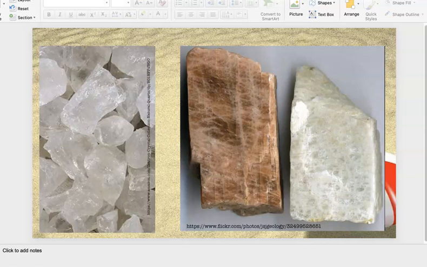And that, my friends, is what I have for you for mineralogy. Let me pause here for a minute.